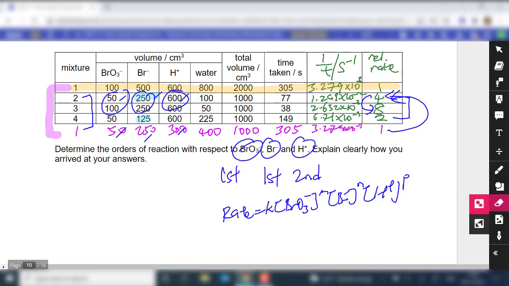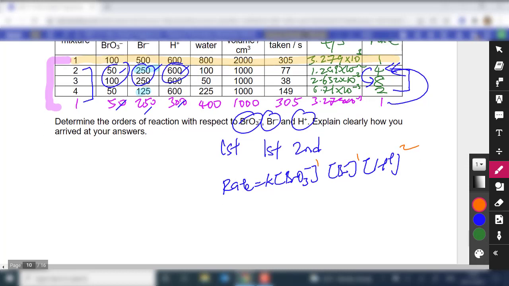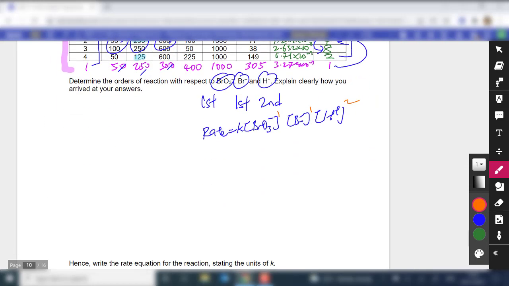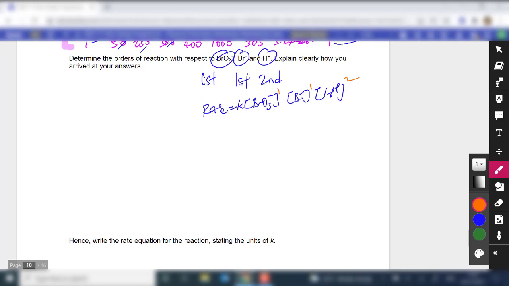In short prose, you can say that as the volume doubles, let's say between 2 and 4, the volume of bromate doubles from 125 to 250, while keeping the volume of bromide and H plus constant at 50 and 600 cubic centimeters. The relative rates double, so therefore it's first order. All roads lead to Rome, so there are quite a number of possible methods. So this is one, this is 2, and this will be the rate law. It shouldn't be too difficult, so I hope everything else is okay.